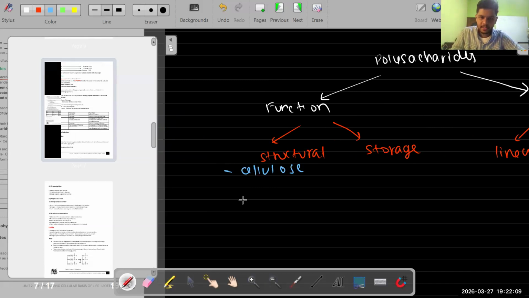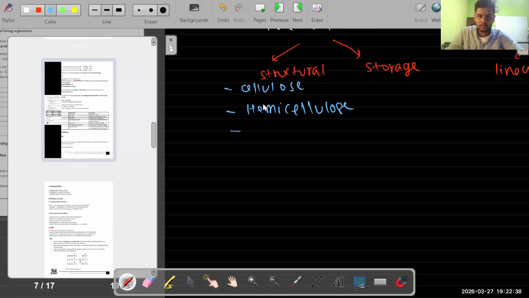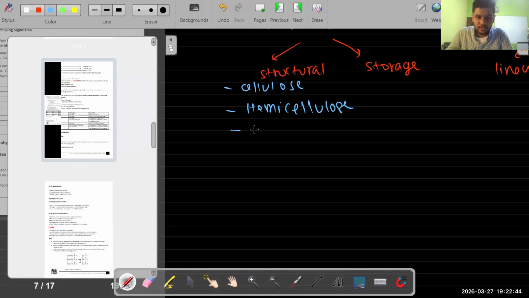cellulose. Is this polysaccharide new to you all? Cellulose. Where can we find this cellulose? Normally, cellulose is found in plant cell walls. Second one, a new one for y'all, which is hemicellulose. Third one, we can say pectin, and there are more.